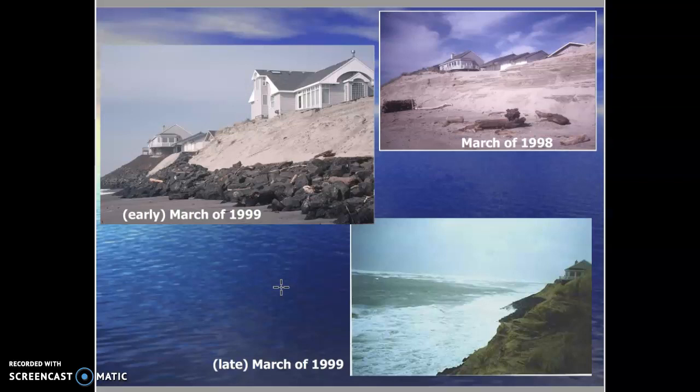These are a series of pictures on the Oregon coast showing the erosion that happened. This is March of 98. You can see you've got a wide beach and it's still a cliff. There's been erosion, but by early March of 99, they put down some riprap to try to protect these homes. And by late March 99, the riprap was even largely gone. This platform is gone, and this home is pretty much in peril.